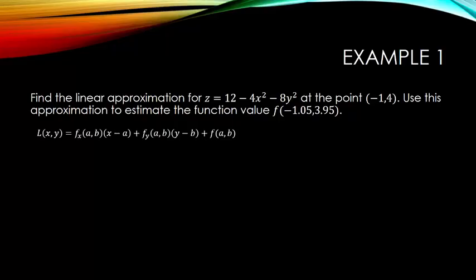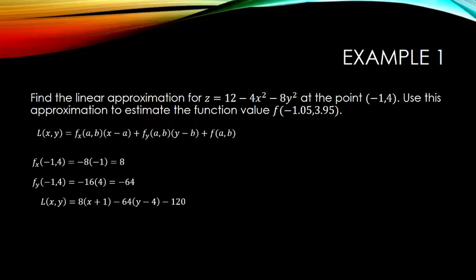(a,b) is (-1, 4). fx at (-1, 4) is given by -8 times -1, which is 8. fy at (-1, 4) is -16 times 4, which is -64. My linear approximation, L of x,y, becomes 8 times the quantity x plus 1, minus 64 times the quantity y minus 4, minus 120. This simplifies to L of x,y equals 8x minus 64y plus 144.